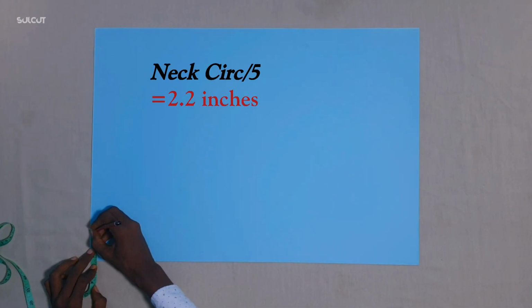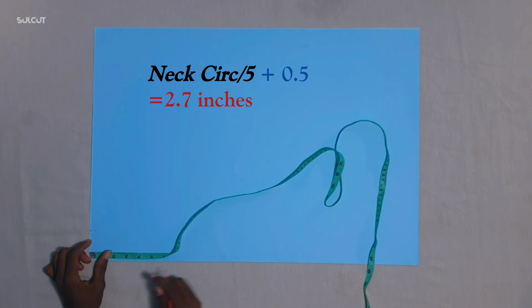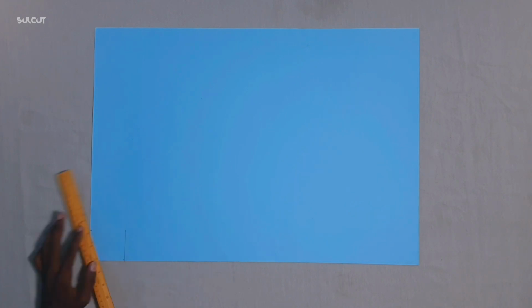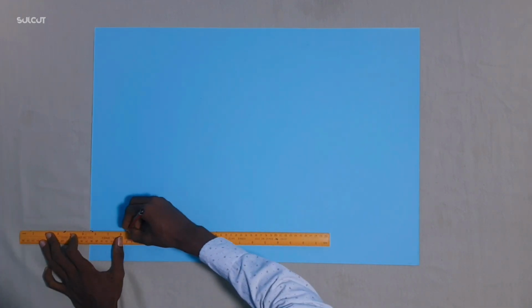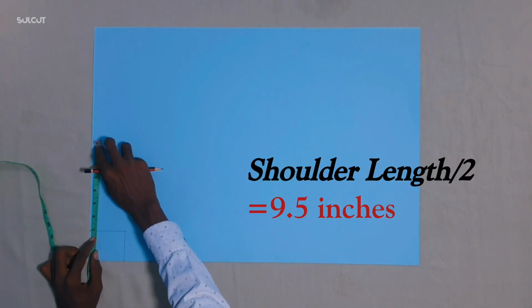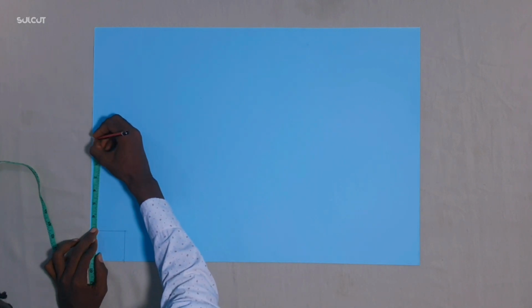Divide the neck circumference by 5 and mark it here for neck wideness. For its depth, still divide the neck by 5 plus 0.5. Use a pencil to box it out like this. Divide your shoulder measurements by 2 and make a mark here.